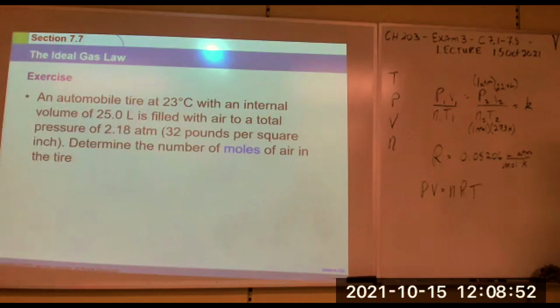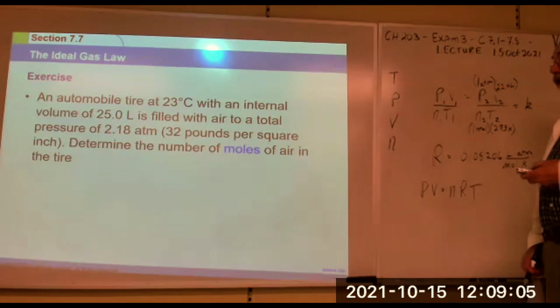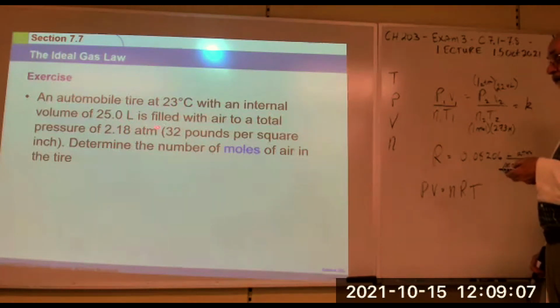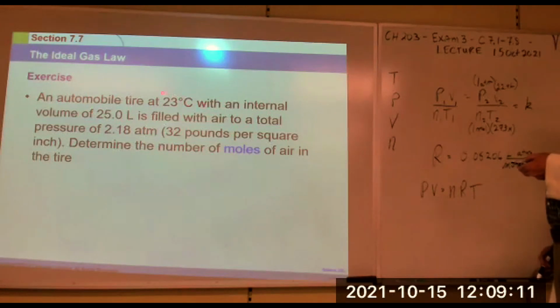Okay. So here's an example. Automobile tire at 23 degrees with an internal volume of 25 liters, filled with air at 2.18 atmospheres. Determine the number of moles of air in the tire. So we're only given one unit for each one, and we're asked to solve for that. So we have to make this Kelvin. This is liters, that's good.